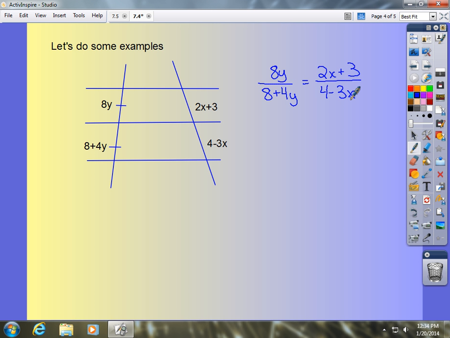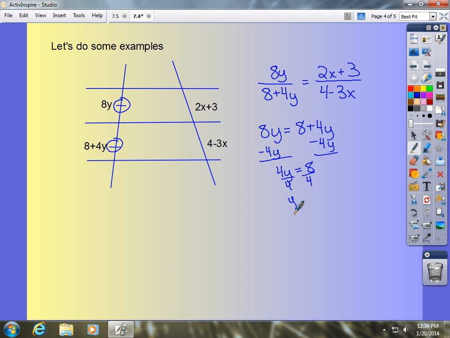But I forgot something right here. Do you remember what this means? It means that those are equal, so I don't even have to worry about this up here. I'm going to go ahead and say that 8y equals 8 plus 4y. I'm going to subtract my 4y. So I have 4y equals 8, and when I divide by 4, I get y equals 2.